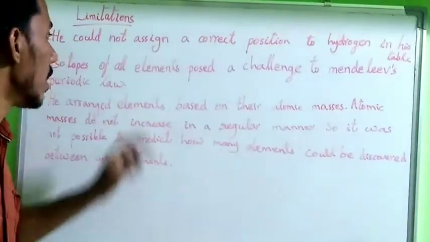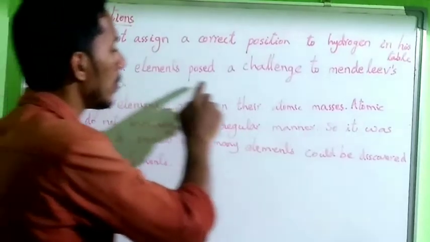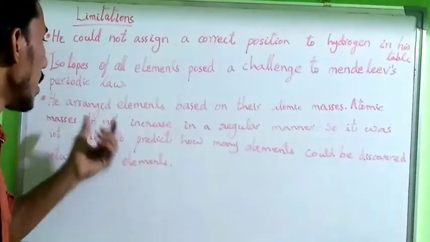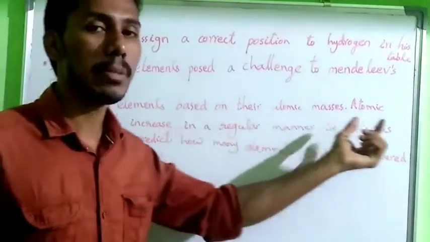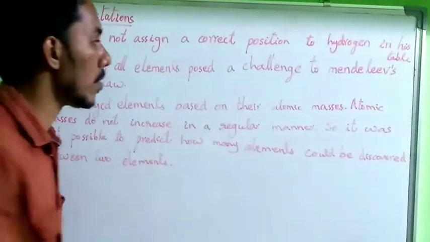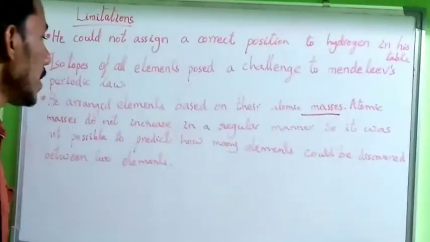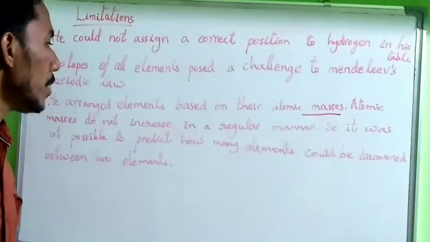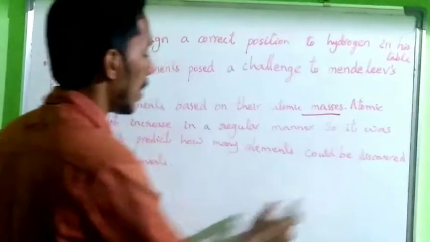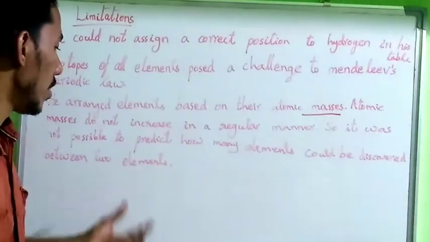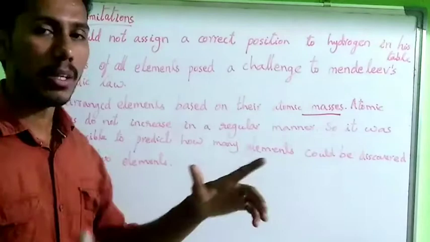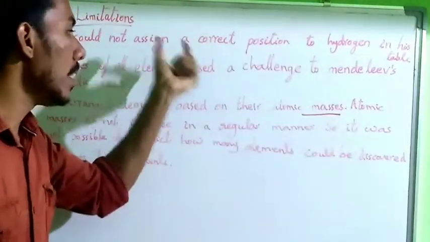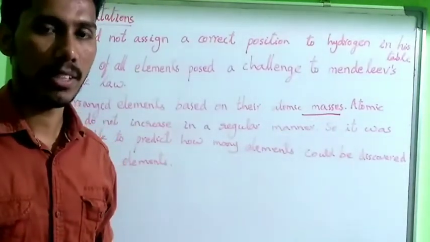And the second limitation is that isotopes of elements posed a challenge in Mendeleev's periodic table. There was no idea about isotopes. He arranged all elements based on their atomic masses. Atomic masses do not increase in a regular manner, so it was not possible to predict how many elements could be discovered between two elements. The modern periodic table is arranged based on atomic number, but Mendeleev arranged based on atomic masses. That is the limitation.